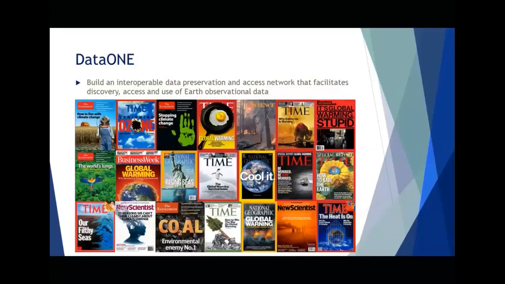DataOne stands for Data Observation Network for Earth, and aimed to build an interoperable data preservation and access network to facilitate discovery, access, and reuse of Earth observational data. By federating access to data from many disciplines, gathered at many scales and with diverse methods, it promised to help researchers address grand challenges such as biodiversity loss and climate change.